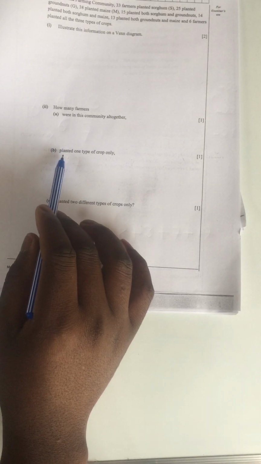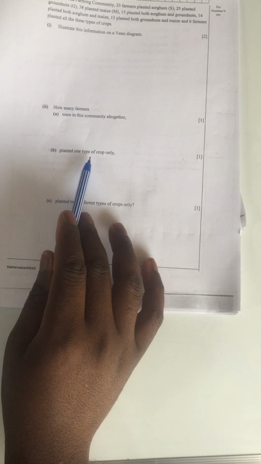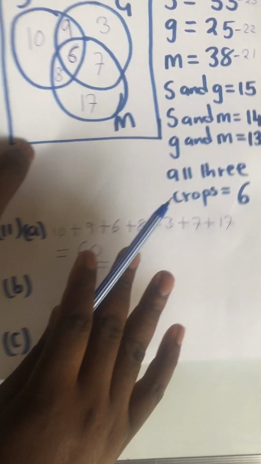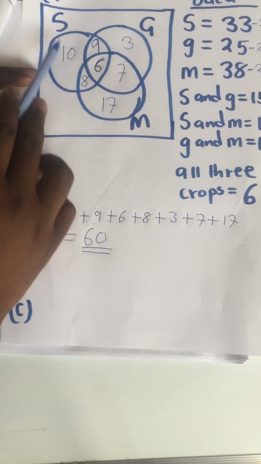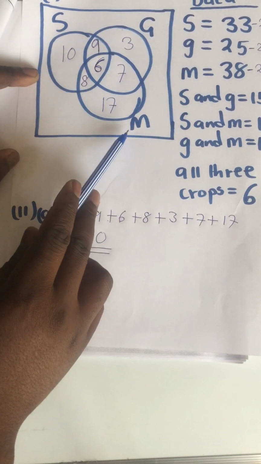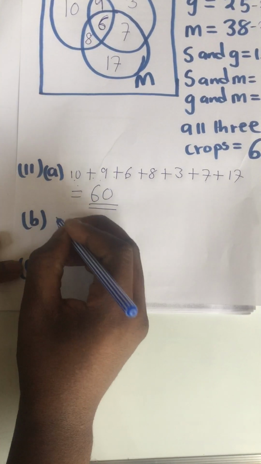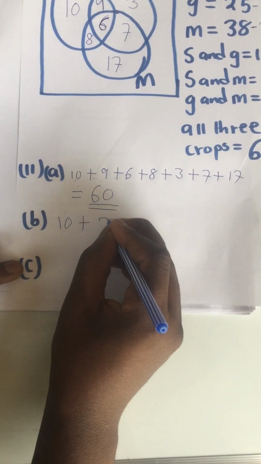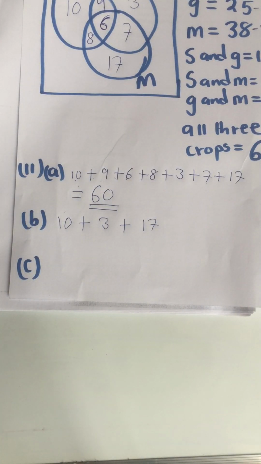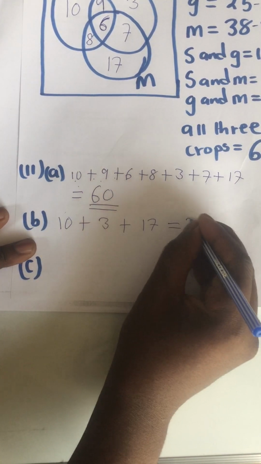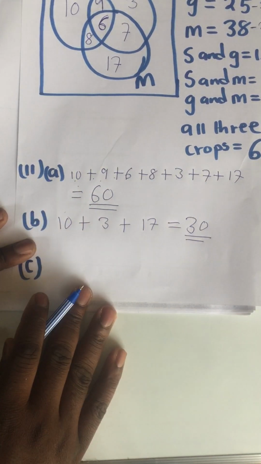We come to B. B says, how many farmers planted one type of crop only? One type of crop. Once you are dealing with one type of crop, what do they mean? They mean sorghum 10, groundnuts 3, maize 17. So you say 10 plus 3 plus 17. So what do you get? They were 30. You end there. Simple as this.